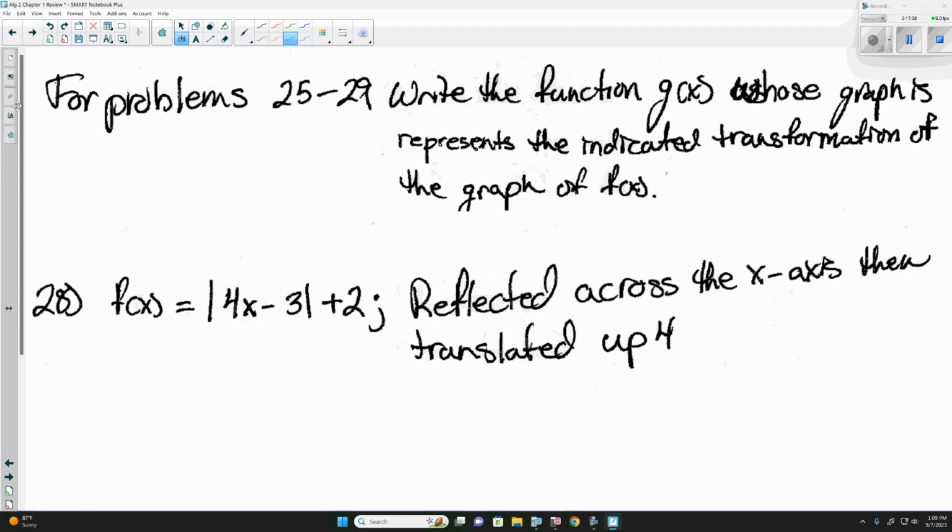Questions on 28, 29, 30, or 31? Now let's just look at 28 and 29. Questions on either of those there? Questions on how to do those, or want to see one of those worked? Which one? 29.